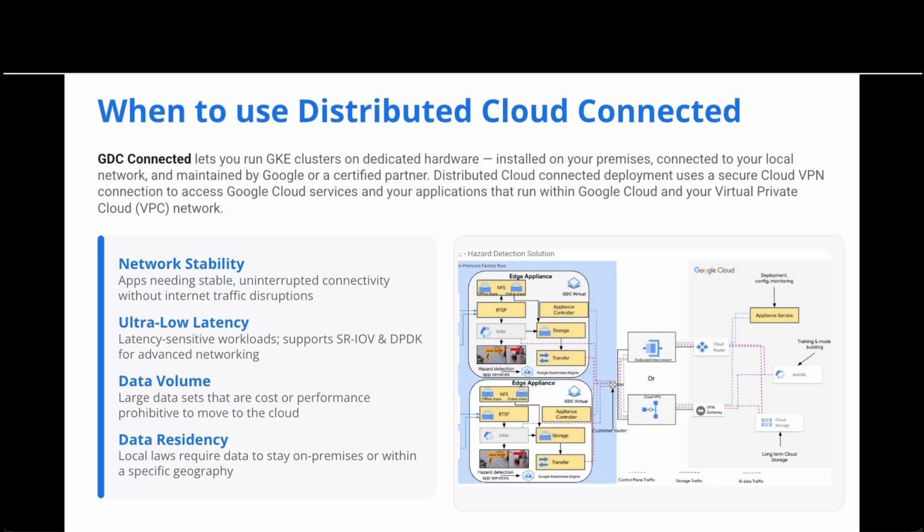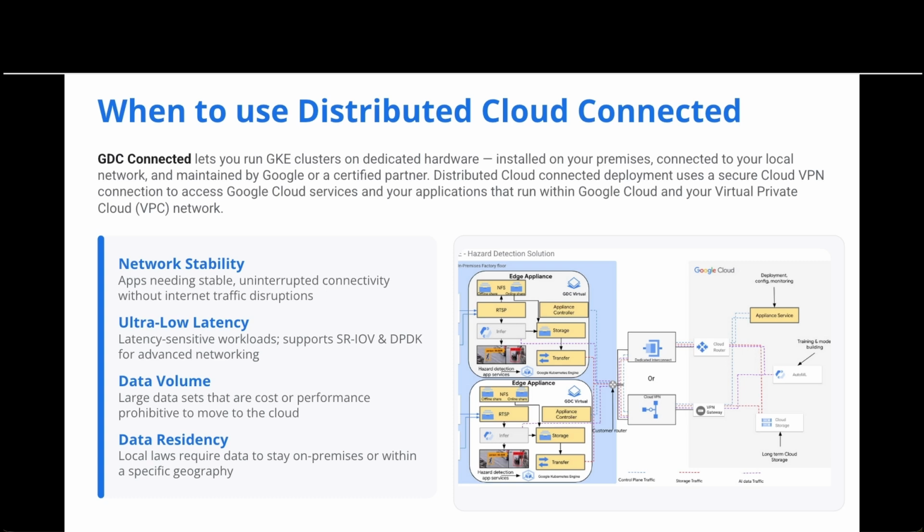When to use Distributed Cloud connected? This is one of the types of GDC. A connected deployment of GDC is specifically designed to address scenarios in which a conventional Google Cloud deployment might not be sufficient. Your application requires a very stable network connection between a client and server and cannot tolerate potential traffic disruption that commonly occurs when transferring the data over the internet.